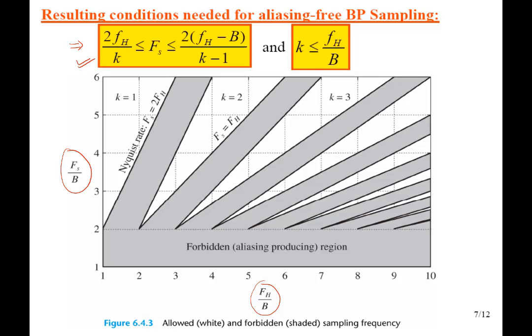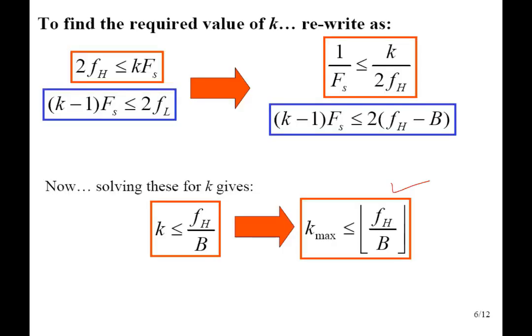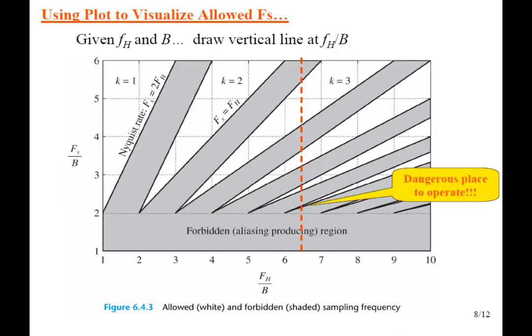The procedure is very simple. You first of all find out the value of fh and b, and you find the ratio. For example, their ratio comes out to be 6.5 in some particular case. So at 6.5, you will draw a vertical line as shown as a dotted red line over here. And then for a specific value of k, you will draw a horizontal line.